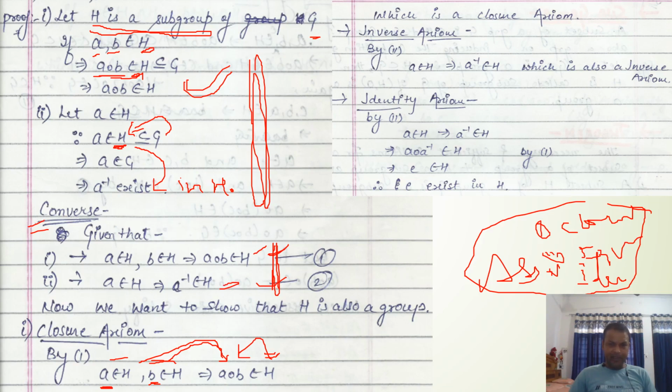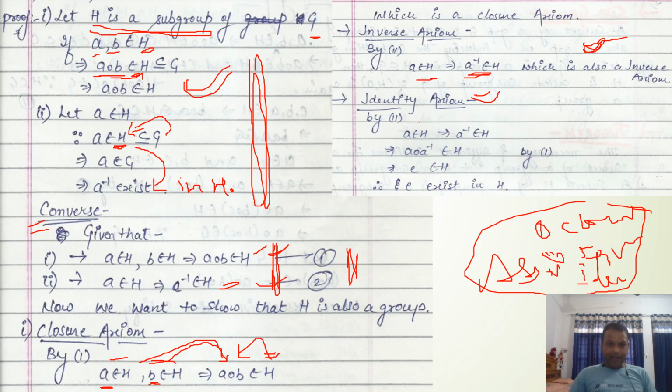In this property, it is stated that if A belongs to H, then A inverse belongs to H, which is the inverse axiom. So we can write that the inverse axiom is also satisfied. Now this is already given property which I have discussed. Now we will prove this property, the inverse axiom.